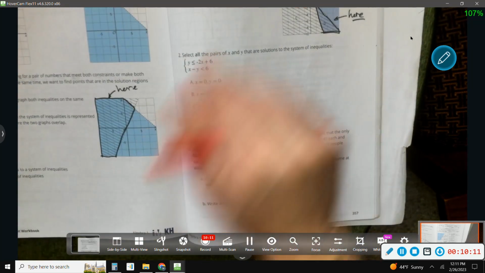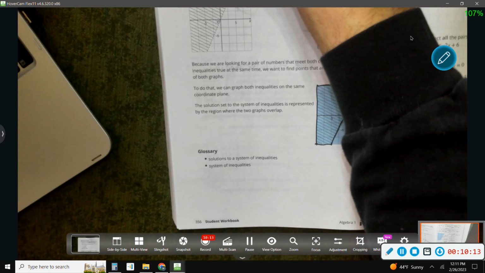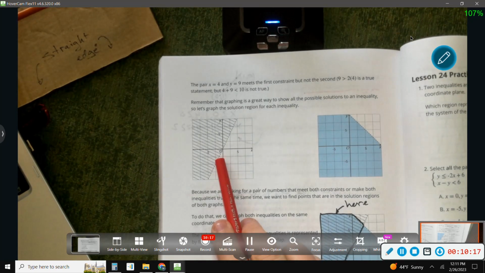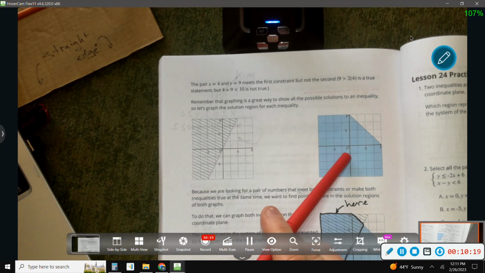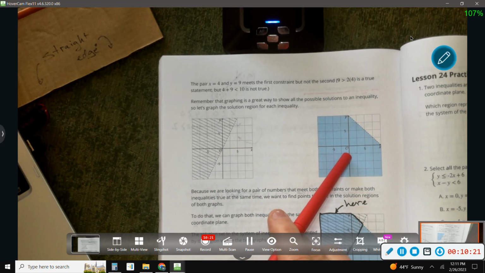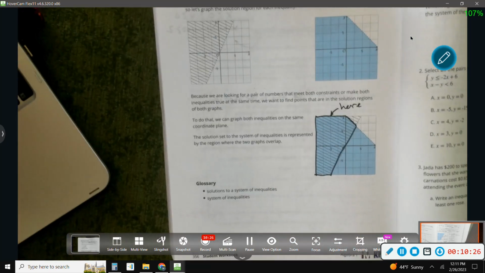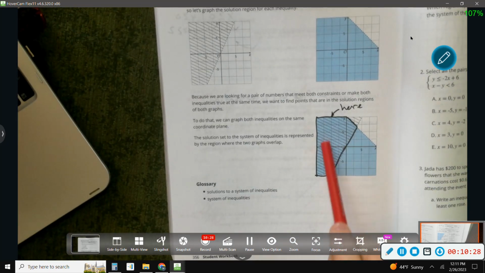They basically do it for you the next one over. So here's what you've got. The one equation gives you this equation right here, and then the other equation gives you this one right here. And then right here is where they overlap. So they put them both onto the same graph finally. And where they both intersect, where they're both lines and gray shaded, that is your solution set right here.